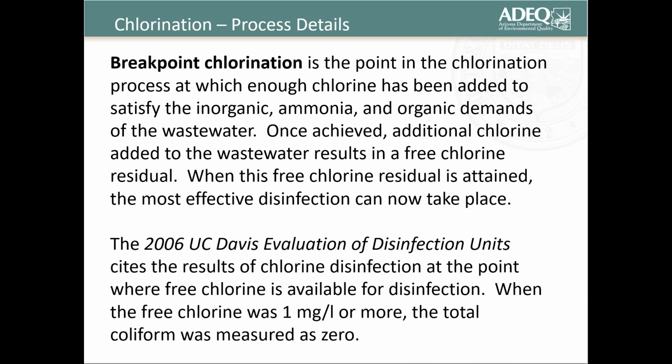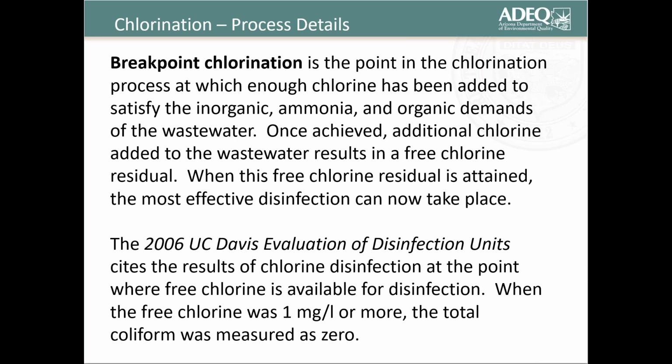Now, in 2006, the University of California at Davis did this study. They evaluated various disinfection units. And they cite that the results of chlorine disinfection at the point where free chlorine is available for disinfection is the critical point. So when that free chlorine was 1 milligram or more, the total coliform was measured as 0. And we're going to look at that study in a little bit.